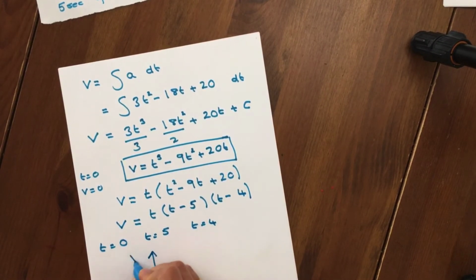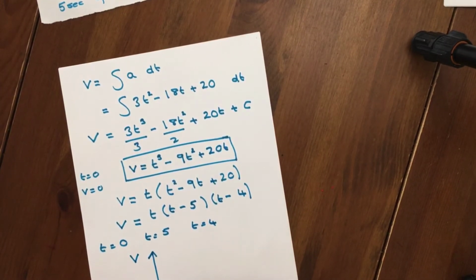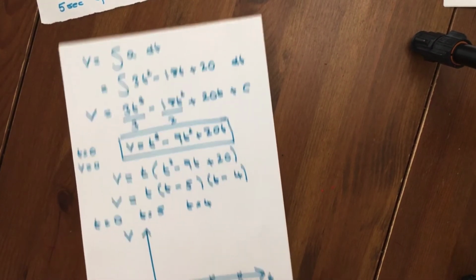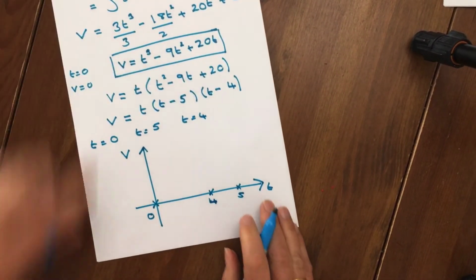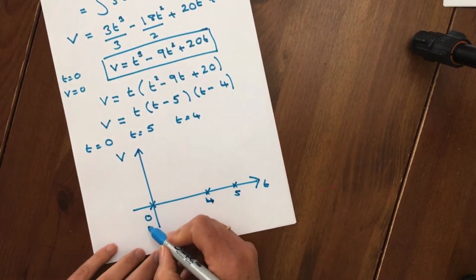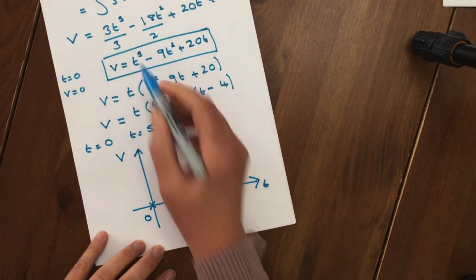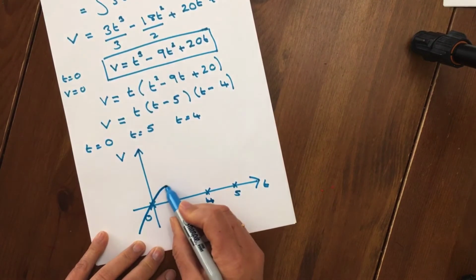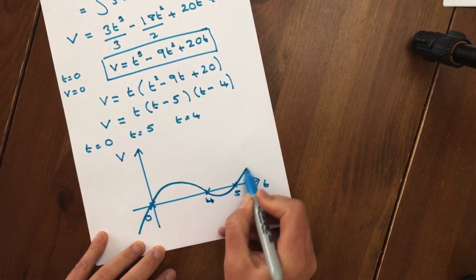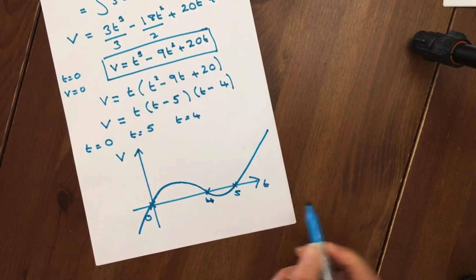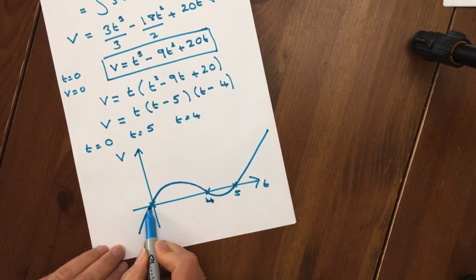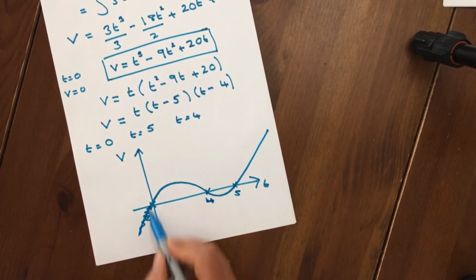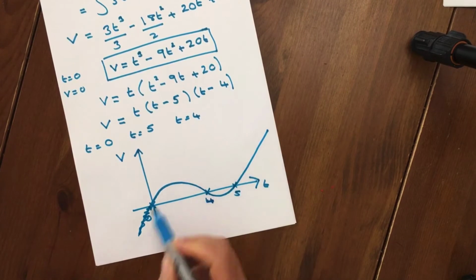So I've got a velocity time graph, so 0, 4 and 5. My graph will cross the x-axis. So let's make this a positive cubic, so I know it's going to go this way. It will be something like this. Obviously I can't have negative time, so I wouldn't have that on my graph there. It's just going to be this bit here.